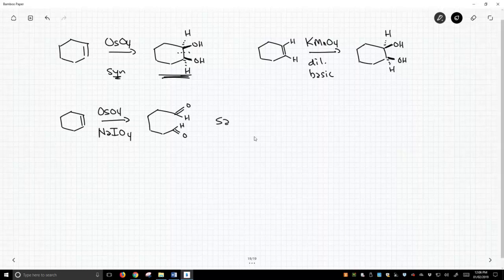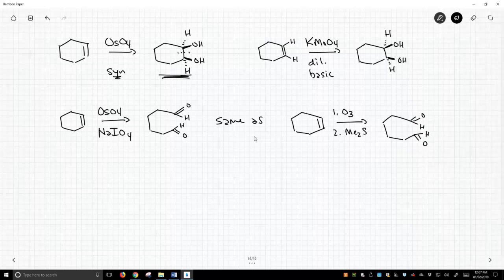This is actually the same product as if we did this alkene plus an ozonolysis with a reductive workup. We get the same aldehyde out. So these are interchangeable reagents.